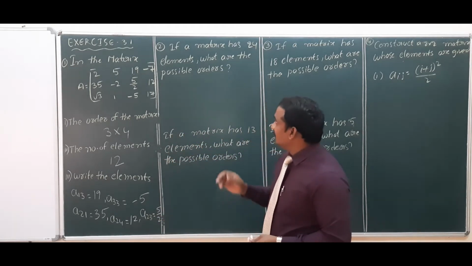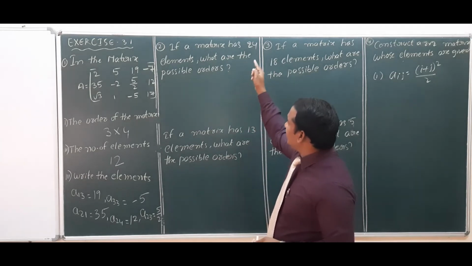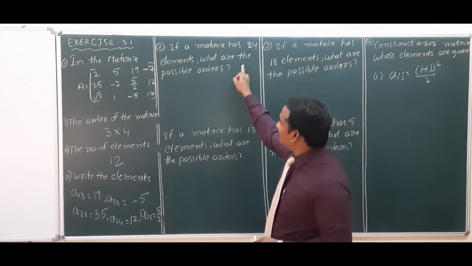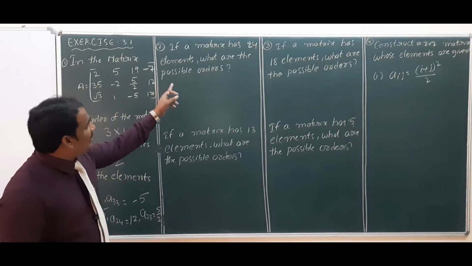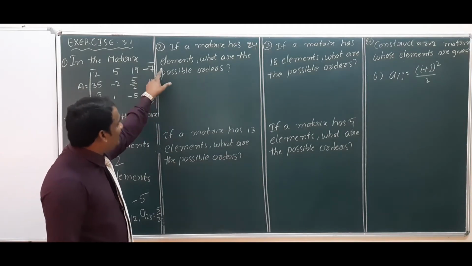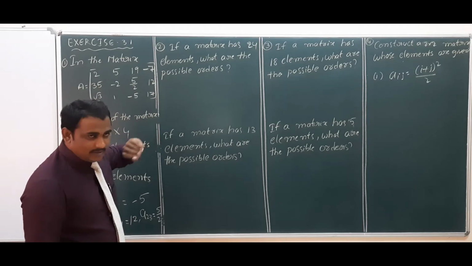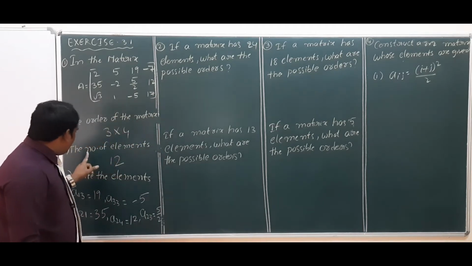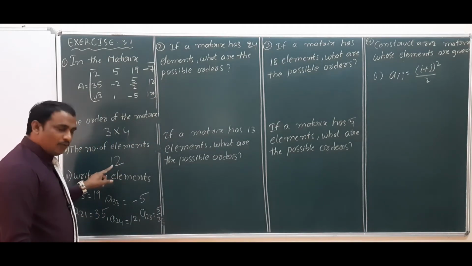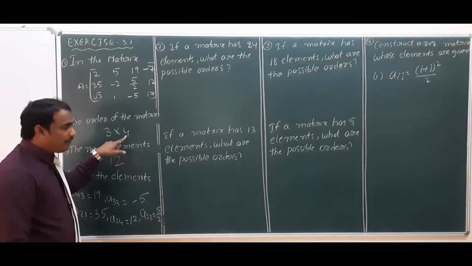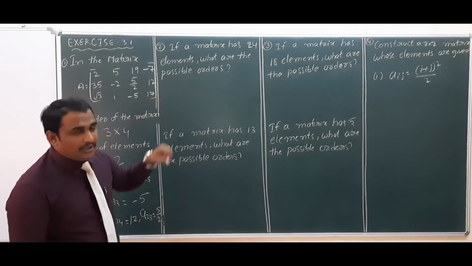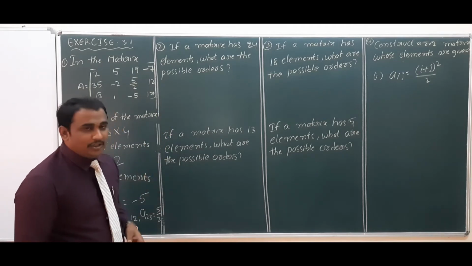Second problem, they are asking: if a matrix has 24 elements, what are the possible orders? Here you can see the number of elements in the earlier matrix was a total of 12 elements. They asked for one order, and I have written here 3 by 4. Here they have given a total of 24 elements, and they are asking for possible orders.